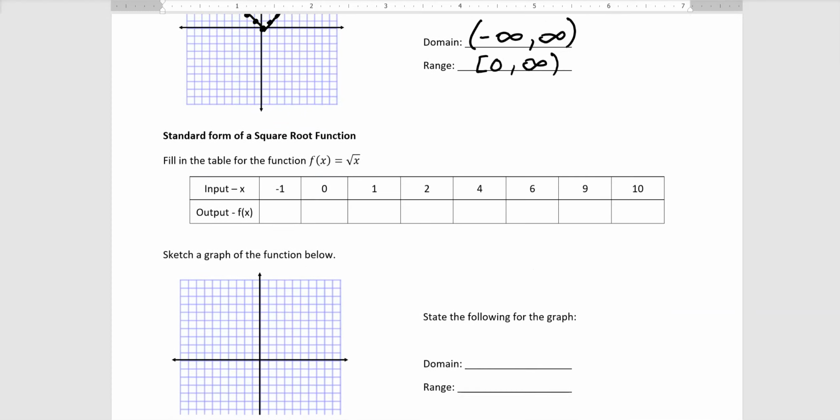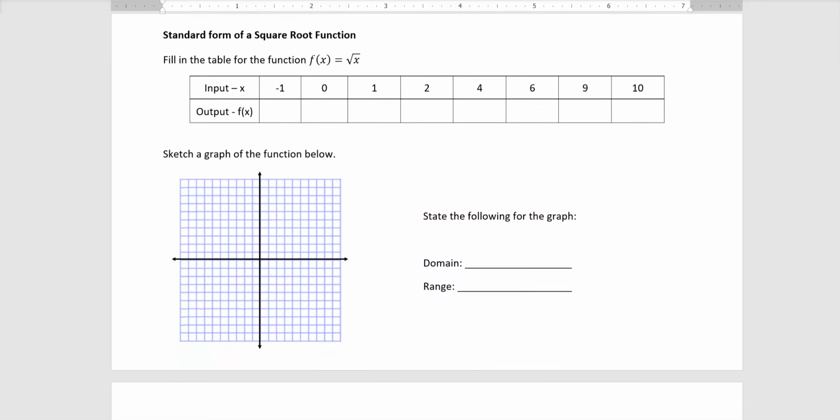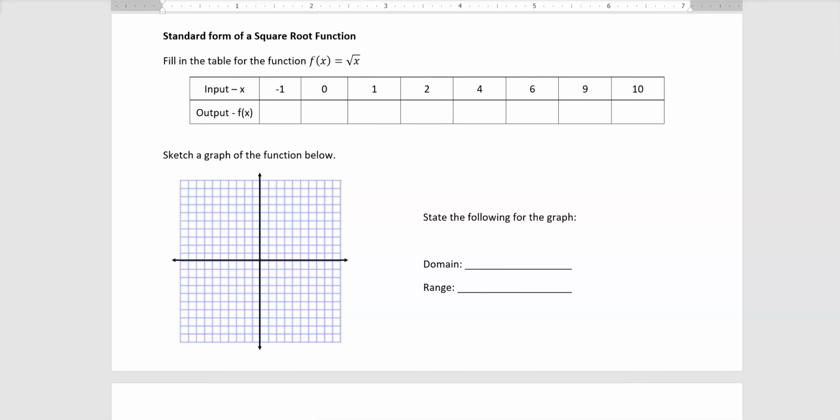Let's talk about square root. So first thing, let's create this parent function, the square root of negative 1. Well, that would be i, and we are not going to be dealing with imaginary numbers in this unit. So for now, we'll just say, you know what? Not applicable. I can't graph i on a coordinate plane.